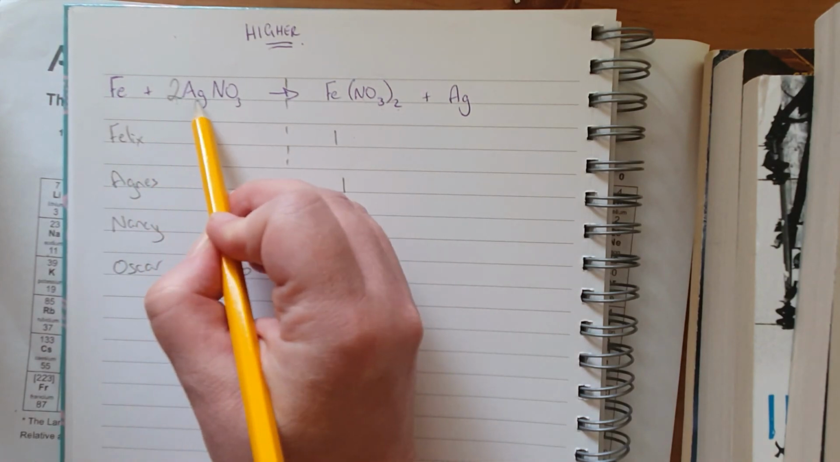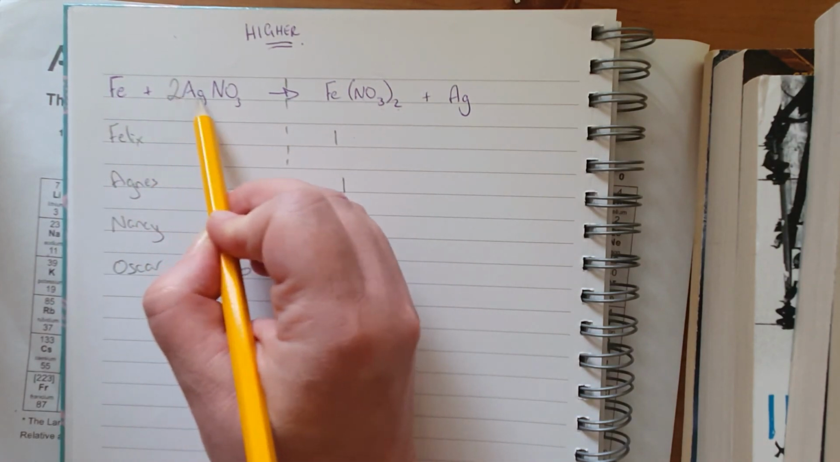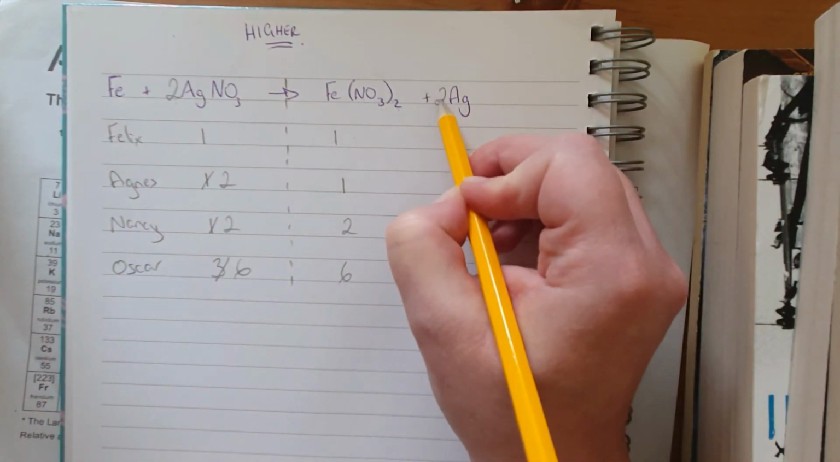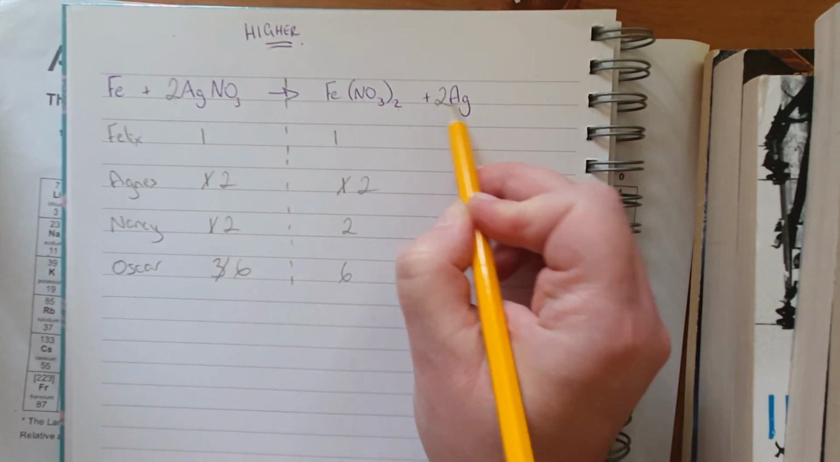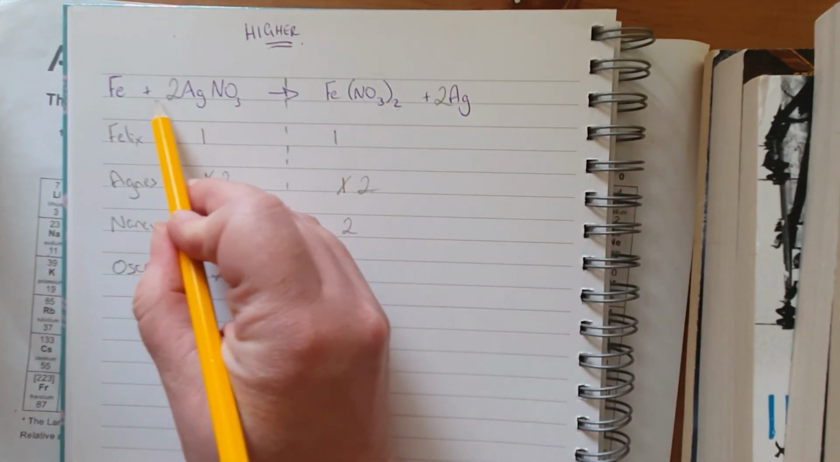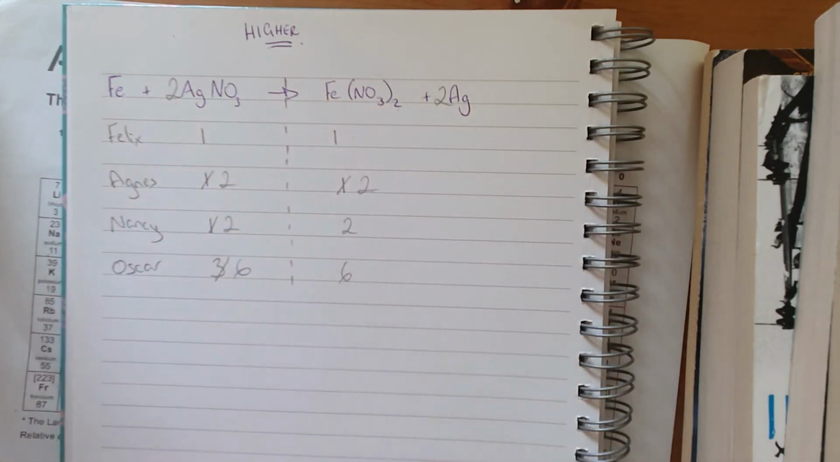But it's done something else. It's changed my Agnes. I've now got 2 Agneses. So I need to do one more thing, and let's put a 2 over here, because 2 times 1 is 2. And now all of my numbers match. My equation is balanced.